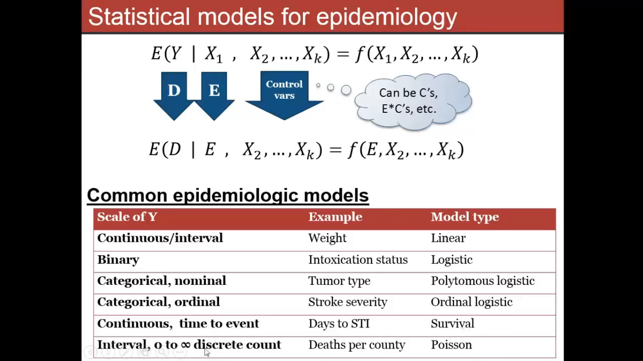And then this other one is when we're looking at counts and rates, like deaths per county, let's say. That's going to be a Poisson model. So these are all different choices of F, basically, and it's all going to fit in the same nomenclature and the same approach that we're talking about. Similar approaches are going to be useful for all of these.